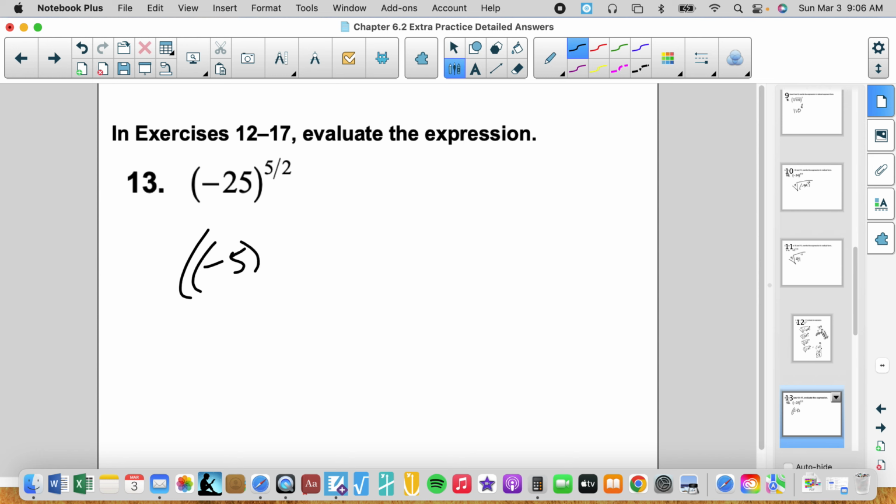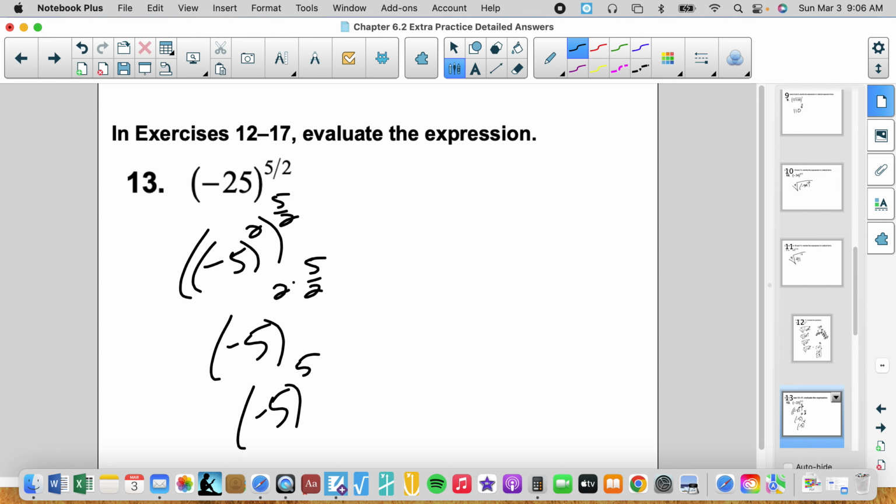That's negative 5 squared to the 5/2. And now I'm going to have a power of a power. And those cancel. So I get negative 5 to the 5th, which is negative, really big number. 5 to the 5th equals 3125. Why didn't I get that? Why did that not? Not a real number.